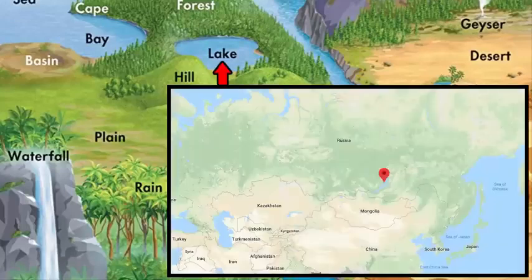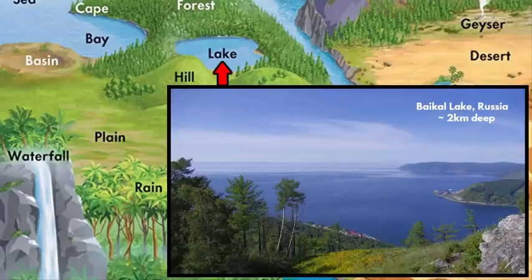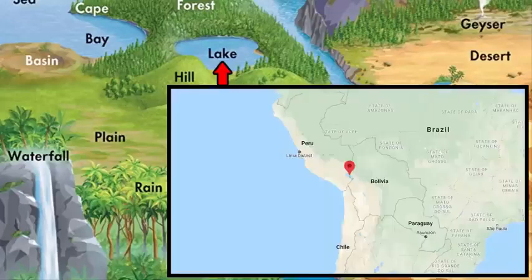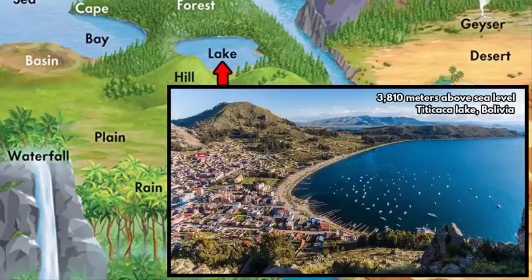Lakes also vary greatly in depth. The world's deepest lake is Lake Baikal in Russia. It is nearly 2 km below the surface. Lakes also exist at many different elevations. One of the highest lakes is Lake Titicaca in the Andes Mountains between Bolivia and Peru. It is about 3,810 meters above sea level.